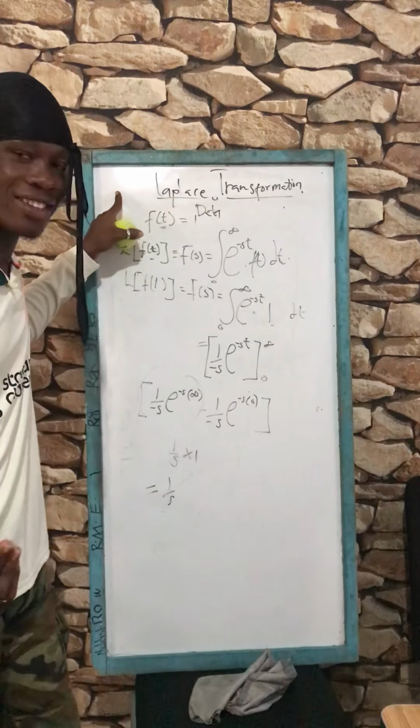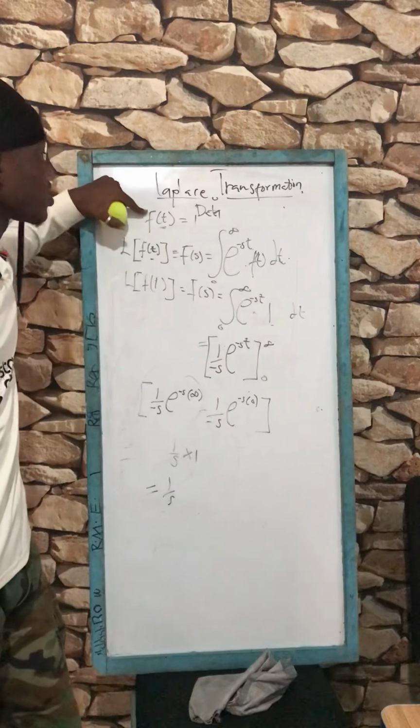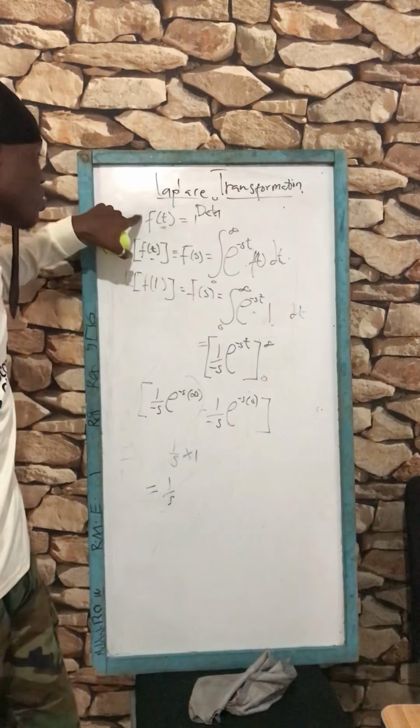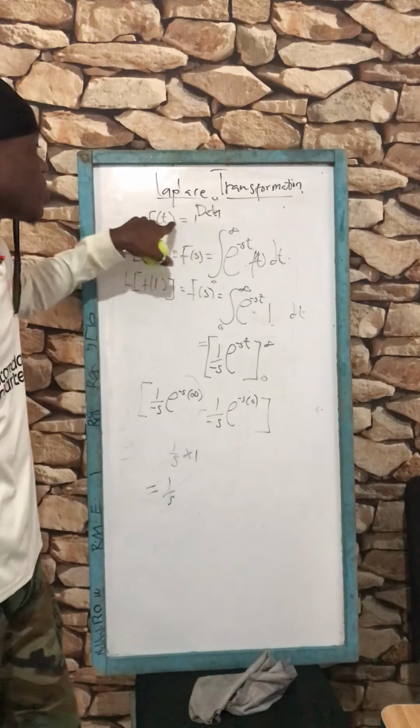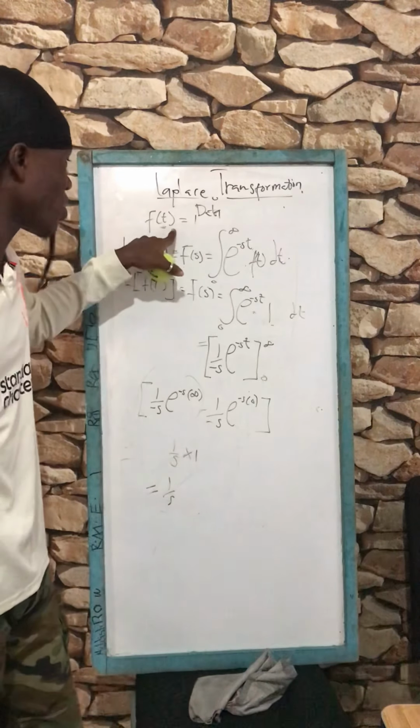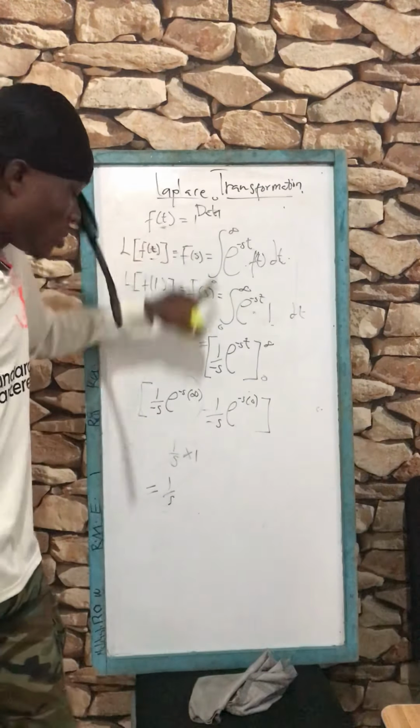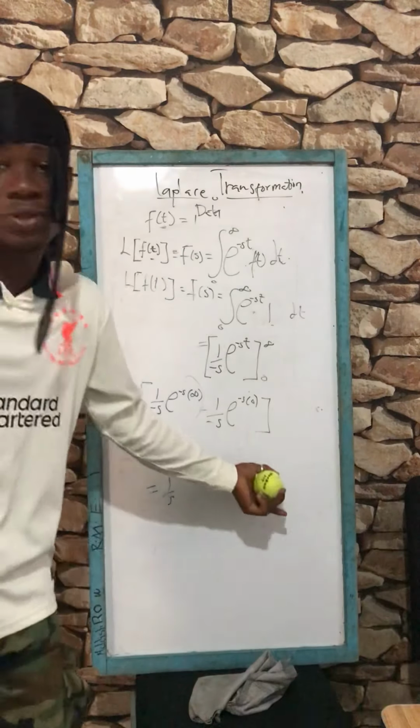we are done. Relax. Our Laplace transformation of f of t, where f of t is 1, is 1 over s. That's good. Very simple.